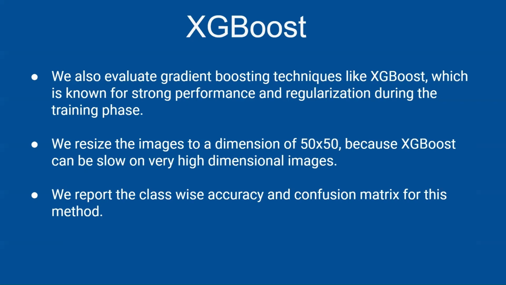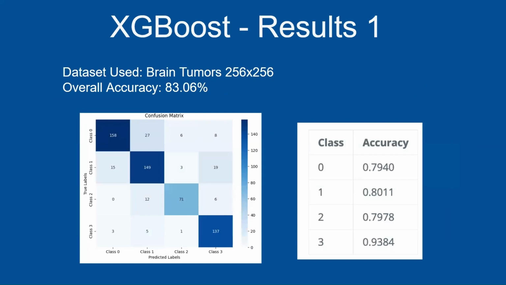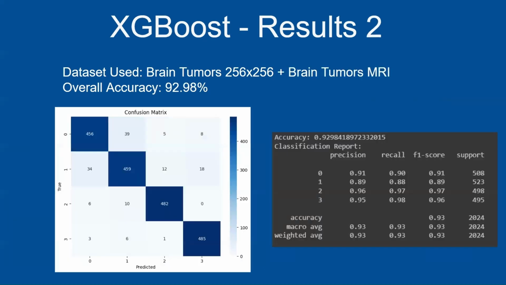We resize the images to a dimension of 50 cross 50 and perform experiments. For the first result, we just use a single dataset, the 256 cross 256 one, and achieve an overall accuracy of 83% with the default XGBoost hyperparameters. We improve upon the XGBoost prediction by extending the dataset to both 256 cross 256 and the MRI dataset. We now achieve an overall accuracy of 92.98% with the following confusion matrix and the classification report.